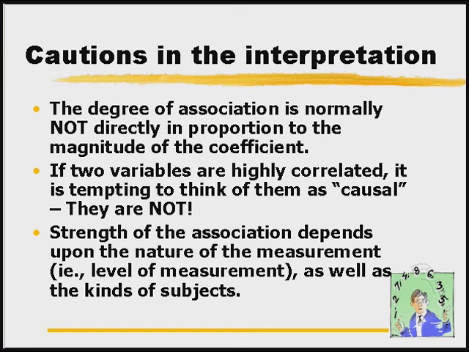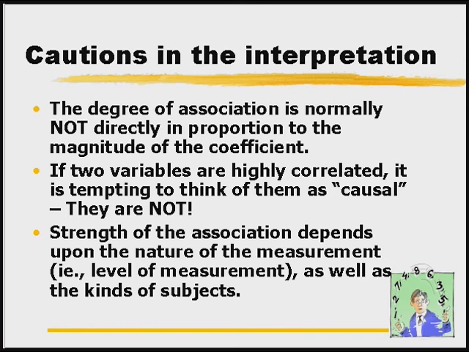First of all, the degree of association is normally not directly in proportion to the magnitude of the coefficient. So what do we mean by that? Well, if the Pearson's coefficient is 0.50, that does not mean that the association is 50%. There is not a relationship in that instance between the coefficient and the amount of the association. As we talk about regression a little bit later on, there is a way of finding out the degree to which the variable predicts the next value of y, but it's not done in association.